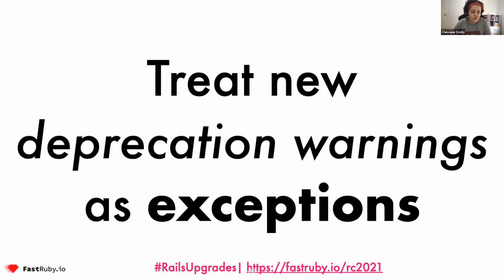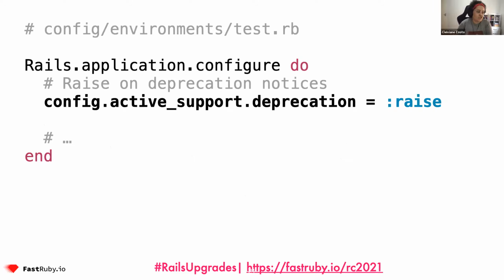The first one is to treat new deprecation warnings as exceptions. The default config of Rails is to treat them as log messages. But deprecation warnings in the log are just noise. Nobody actually reads them. But when we turn them into exceptions, like making this change here, we are explicitly telling Rails that it should raise an exception when it finds a deprecation. Then all of a sudden we start caring about them. So we start addressing them as we go, and they won't accumulate in our application, right?